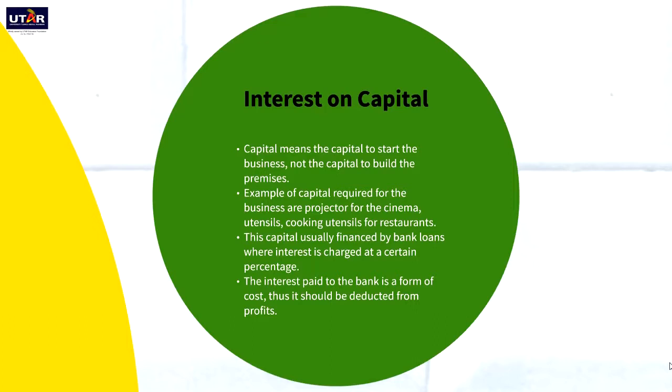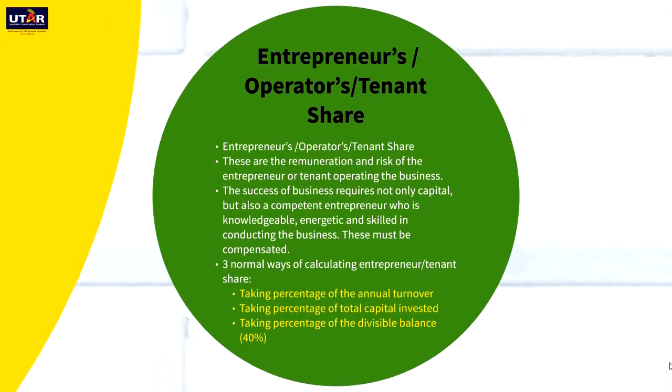This capital is usually financed by bank loans where interest is charged at a certain percentage. The interest paid to the bank is a form of cost, thus it should be deducted from profit. The second item is the entrepreneur, operator or tenant share. This is the remuneration and risk of the entrepreneur or tenant operating the business.